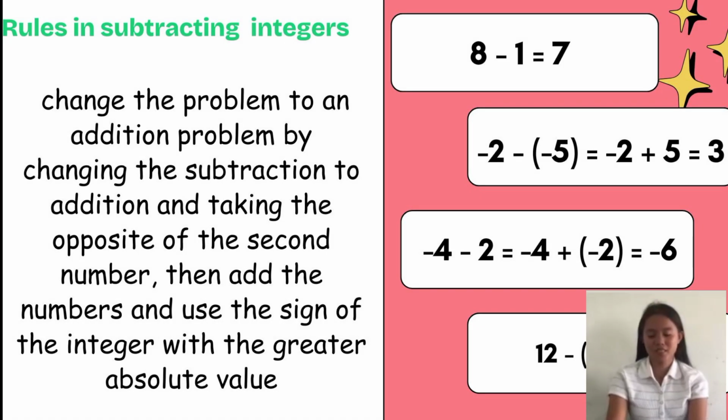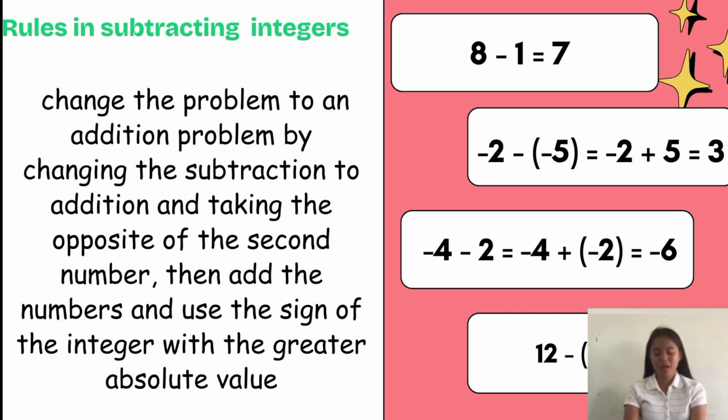And now let's proceed to subtracting integers. In subtracting integers, we have only one rule, which is for different sign. In different sign, change the problem to an addition by changing the subtraction to addition and taking the opposite of the second number, then add the numbers and use the sign of the integer with greater absolute value. So here, in example number 1, 8 minus 1 obviously is equal to 7.